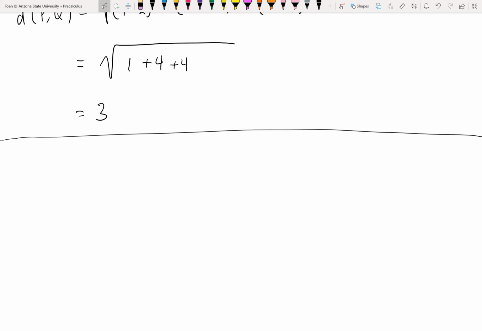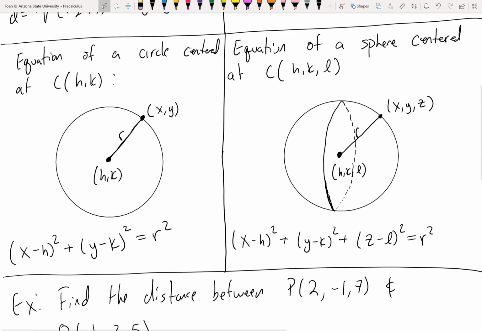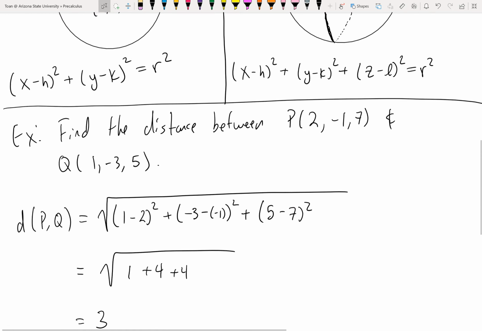What else? What lesson goal did we have? So that's our first lesson goal: find the distance between 2 points. Finding equations of spheres. So finding equations of spheres is very easy. We have a template for it. If you need to build an equation of a sphere, just use our template here.